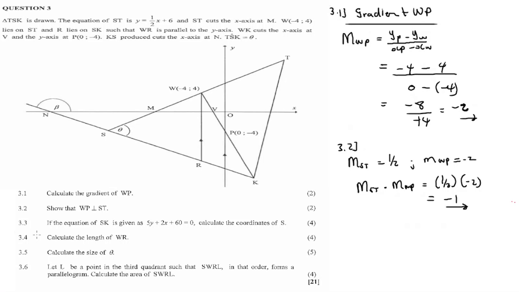Now with 3.3, if the equation of SK is given as 5y plus 2x plus 6 equals 0, calculate the coordinates of S. So for the coordinates of S, I'm given the equation of SK and the equation of ST. By solving these two equations simultaneously, I can find the coordinates for S.